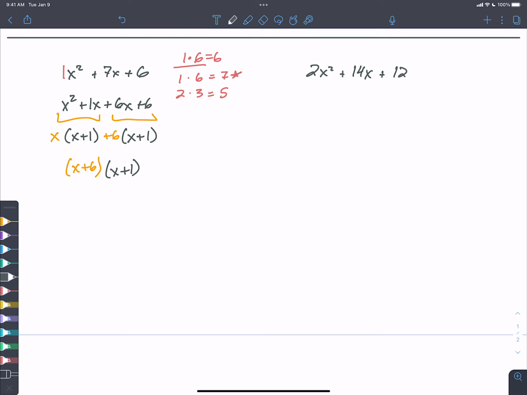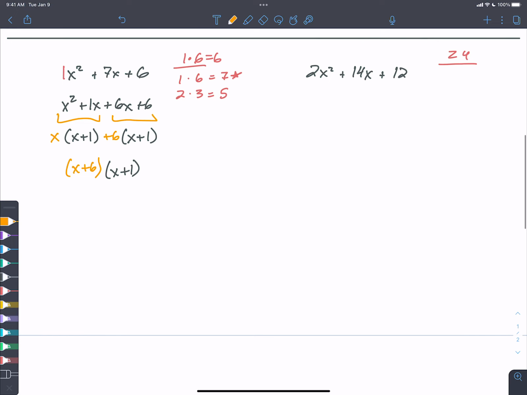go back and check the splitting the middle term or factoring quadratics video. Now over here, you might think, oh gosh, now I've got to multiply 2 and 12, and come up with factors of 24 that add up to 14. Maybe you can do that easily, maybe you can't, but there are a lot more factors of 24 than there are of 6. But if you notice, all of these terms are divisible by 2. They all have factors of 2.